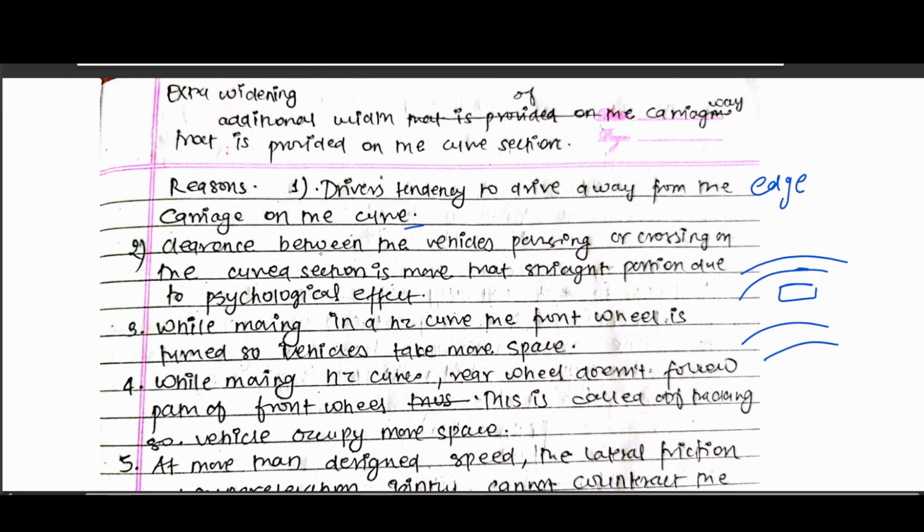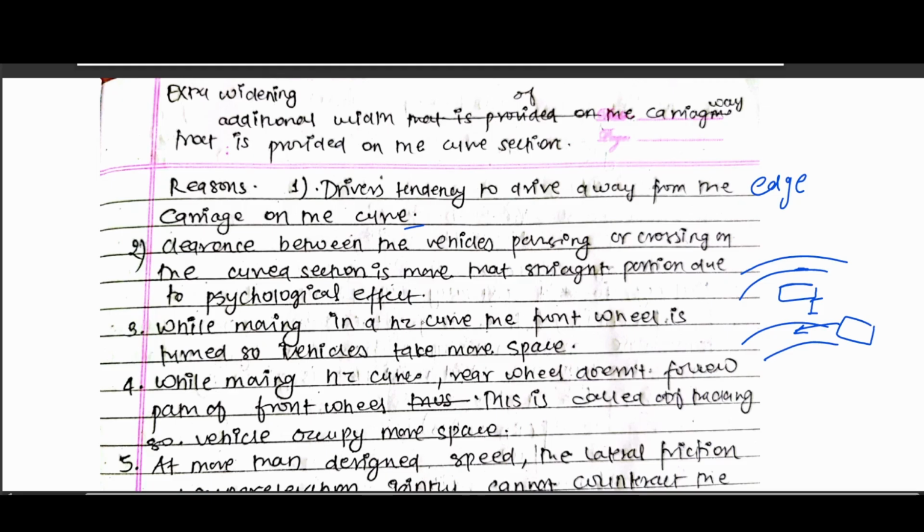Next one is that the clearance between vehicles passing or crossing on the curve section is more than on the straight portion. As I explained earlier, the driver operating the vehicle on the horizontal curve will always try to keep more clearance from another vehicle passing by from the opposite direction. That's why we provide the extra widening, so that there will be more space, and more space means more clearance.